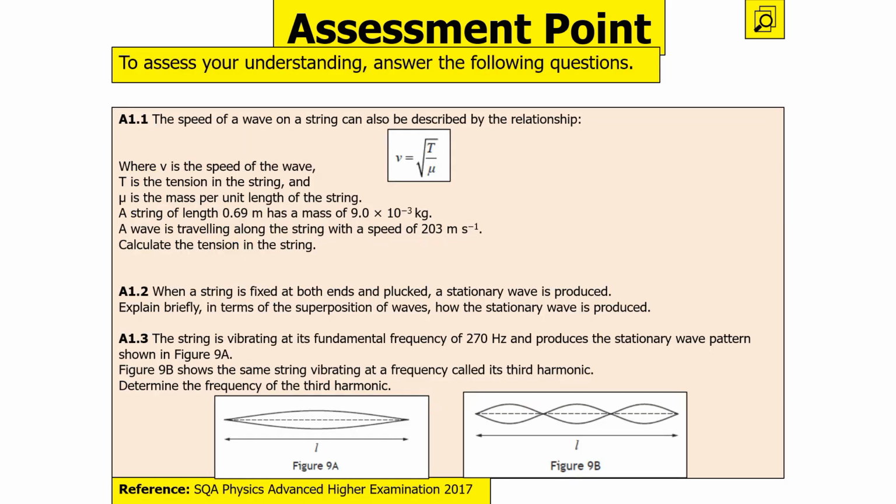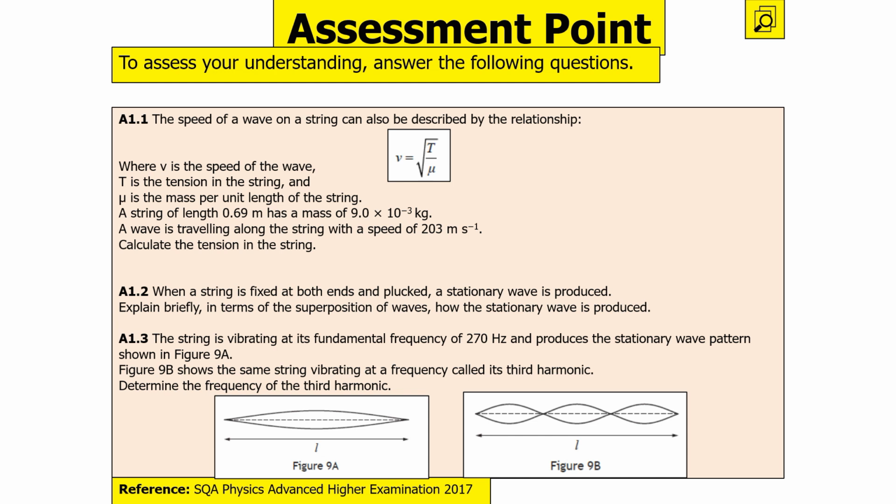The next question says the speed of wave on a string can be described with the equation V equals the square root of T over mu. The string has a length of 0.69 meters and has a mass of 9.0 times 10 to the minus 3 kilograms. The wave is traveling along the string at a speed of 203 meters per second. What is the tension in the string? Then when the string is fixed at both ends and plucked, a stationary wave is produced. Explain briefly in terms of superposition of waves how the stationary wave is produced.